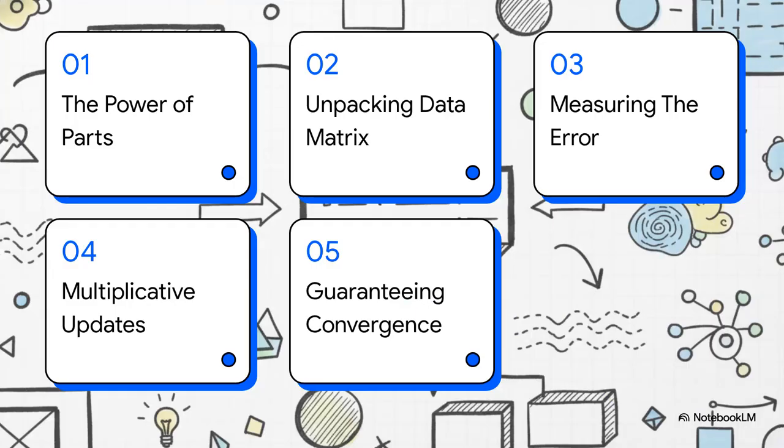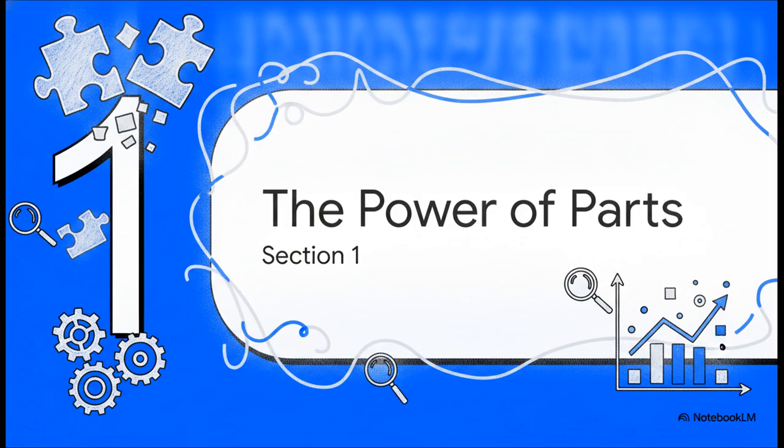Here's our roadmap for today. We're going to start with the conceptual brilliance of the power of parts, then unpack the core data matrix equation and see exactly how the algorithm measures its mistakes. After that, we'll hit the multiplicative update rules, and finally, the mathematical engine guaranteeing the whole thing actually works. Okay, section 1, the power of parts.